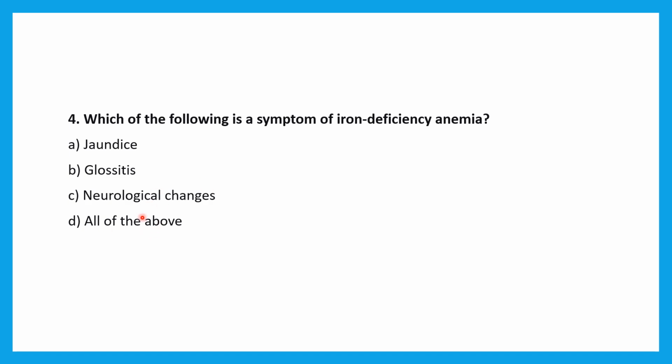So which one are we picking here? I have already said it. It's glossitis. So why not jaundice? Jaundice is just a sign of hemolysis, not iron deficiency anemia. Neurological changes refer to vitamin B12 deficiency, not iron deficiency anemia. All of the above, we are saying no, because neurological changes are for vitamin B12. Therefore, A, C, D are wrong choices. The correct choice is glossitis.